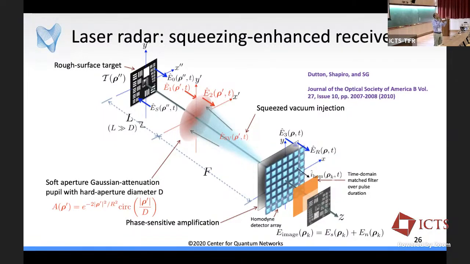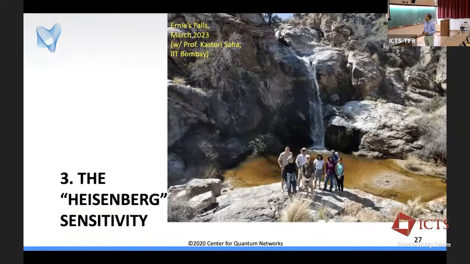So that was the effect of squeezed vacuum injection. And we had an imperfect homodyne detection receiver, which we preceded by a phase-sensitive amplifier before the detector. And we were able to get much better images of, say, the targets we were looking at with this homodyne detection radar. So anyway, there are many other applications of these concepts that people have looked at.